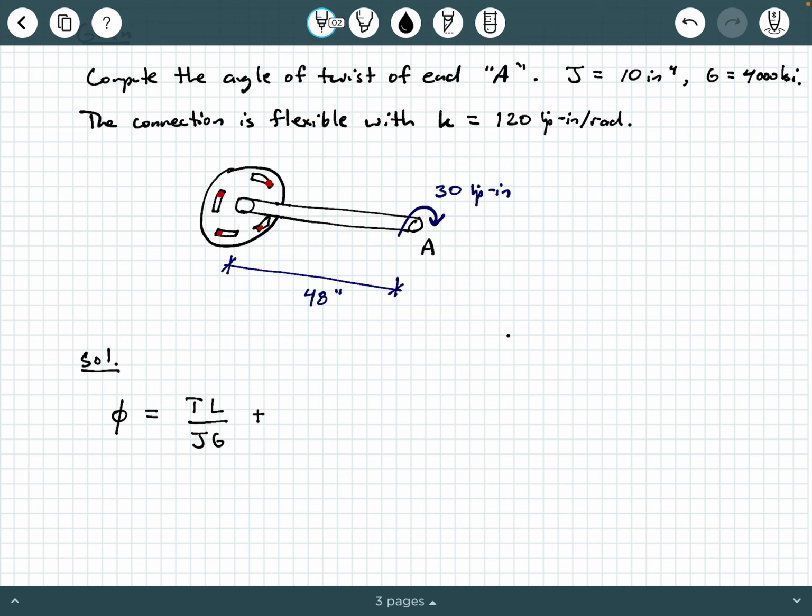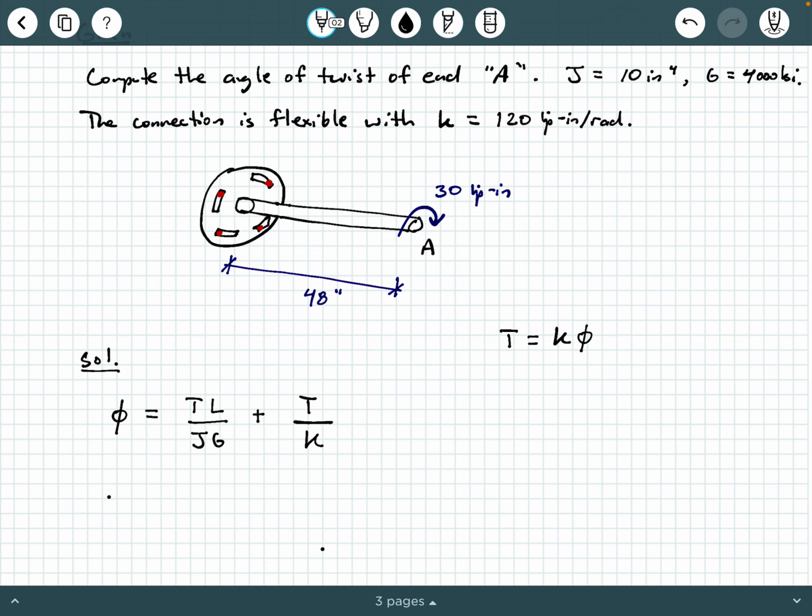And so what we need is this phi term added here, right? So we're going to say plus T over K, all right? So all I've done is I've taken this phi value from Hooke's law and rearranged it by dividing by K, and I add that to my TL over JG.